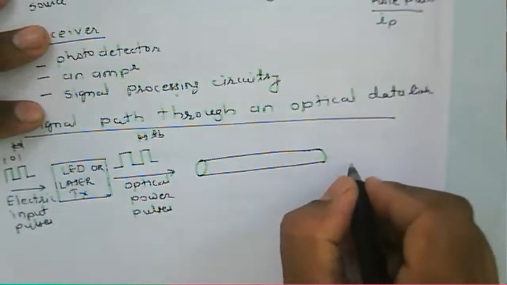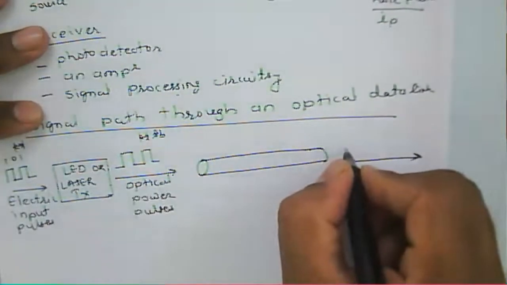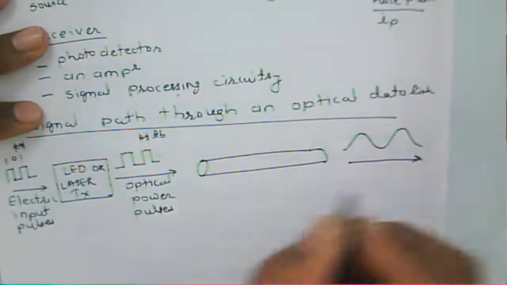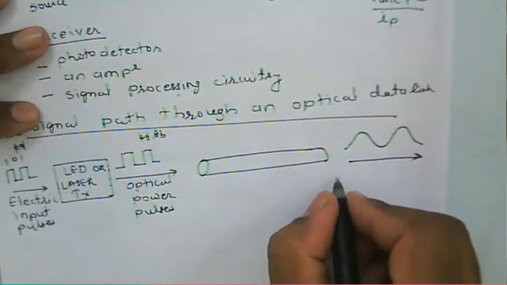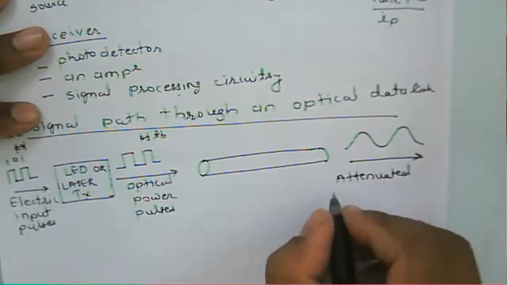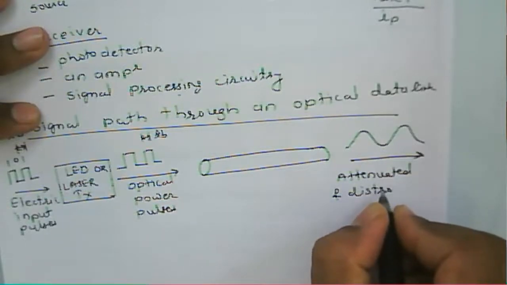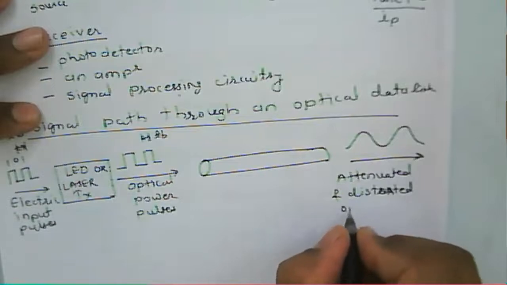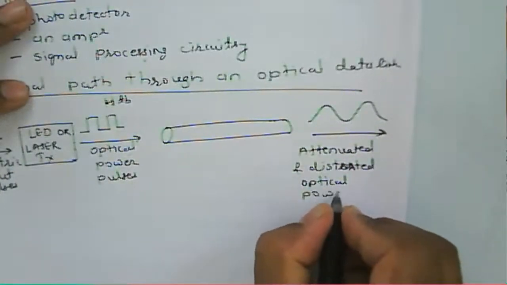When we have the optical fiber, at the end, those pulses will be attenuated, and that will be distorted. That attenuated and distorted optical power pulses.